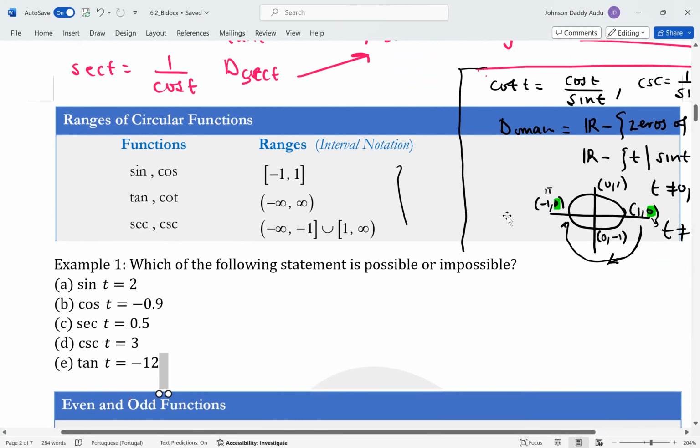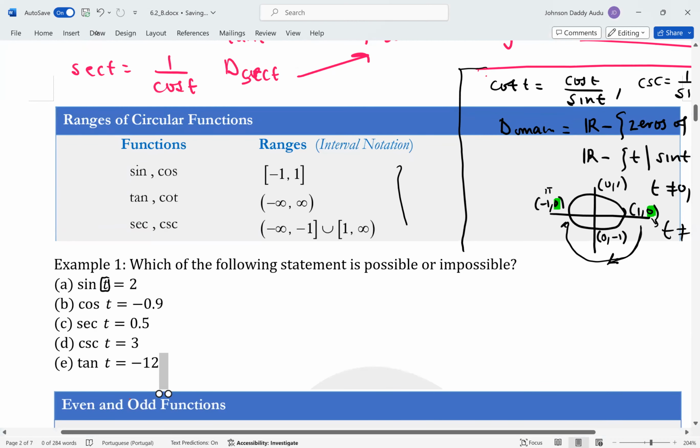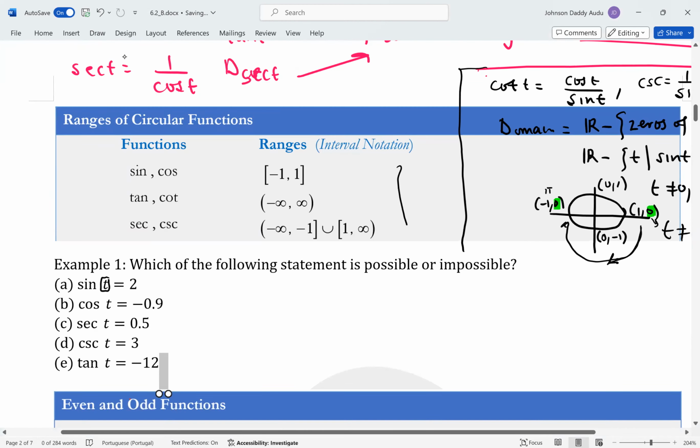So example 1 here is simply asking, which of the following statements is possible or impossible? Now, sine t equals 2: remember, t is coming from the domain. So can sine t be equal to 2? Now, this is not possible because of the range of sine. Because what it means is this.